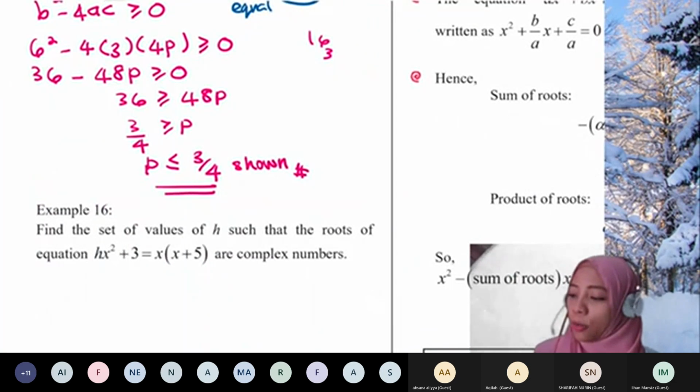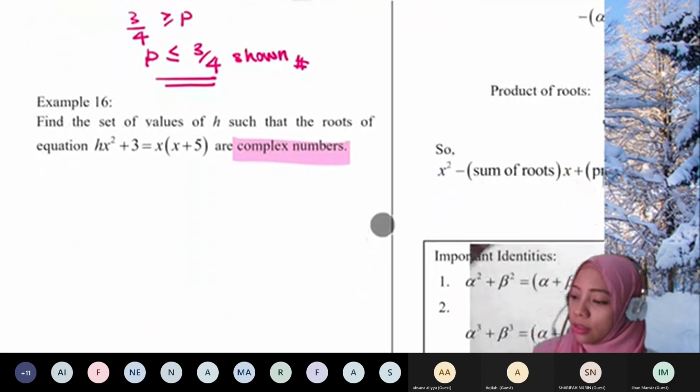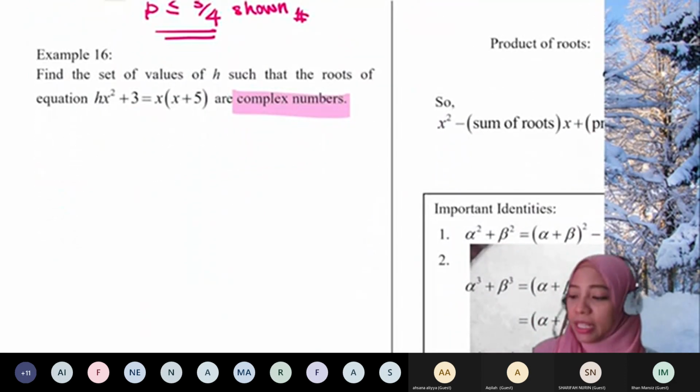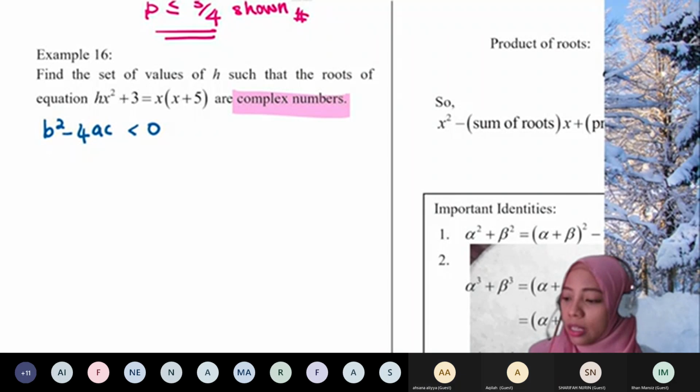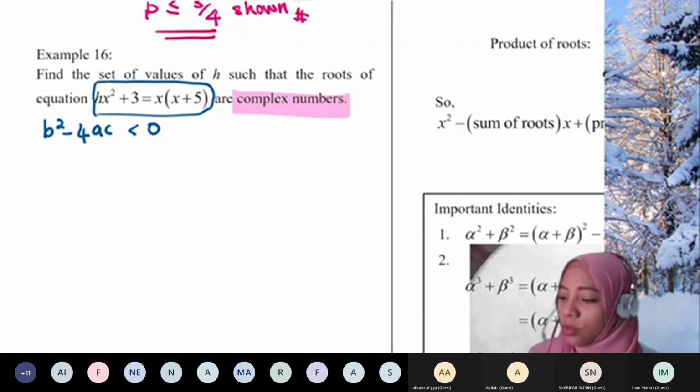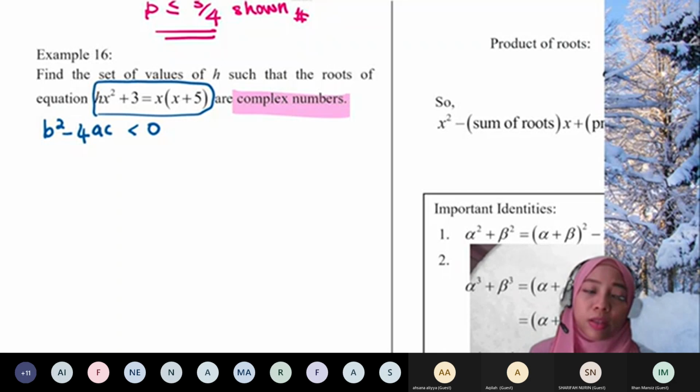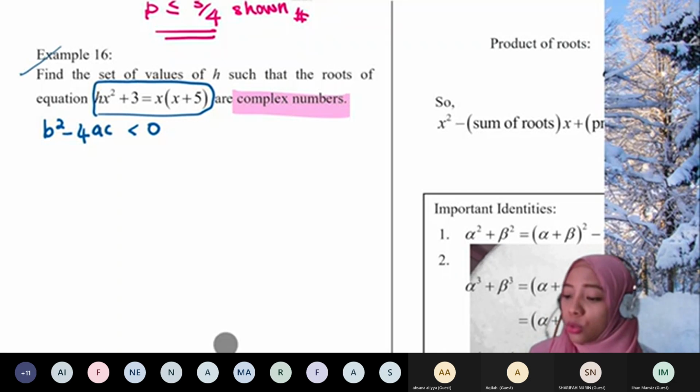Okay, this one says complex numbers. So when it says complex number, what is it, dear? It will not have real roots, so b square minus 4ac is less than 0. Then you arrange and solve. I'm sure you can do this after many examples have been shown to you. Okay, I want you to do it yourself, for example, 16.